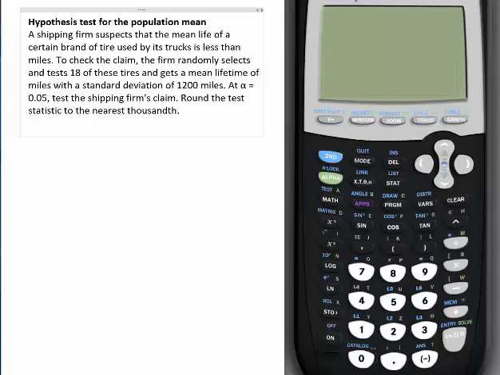In this example, I'm going to show you how to perform a hypothesis test for the population mean by hand, without using the calculator first, and using the critical values method.